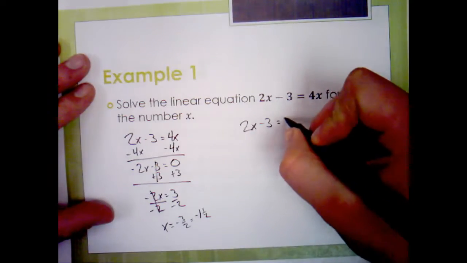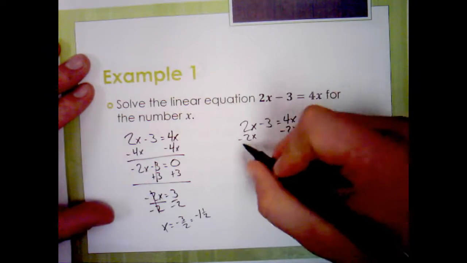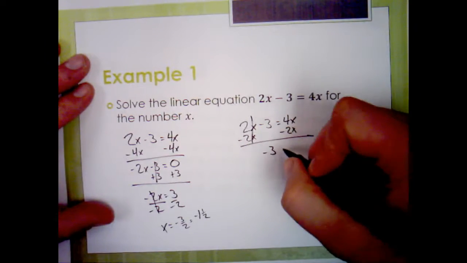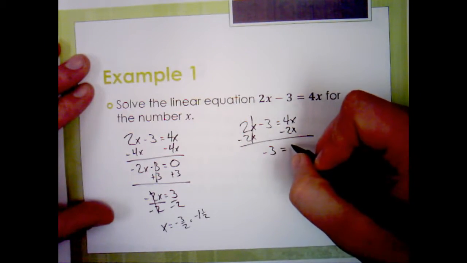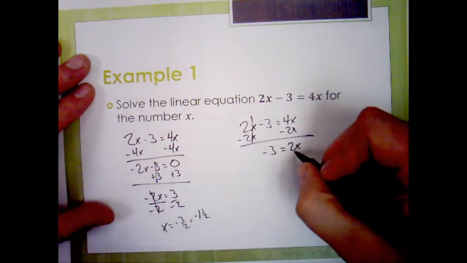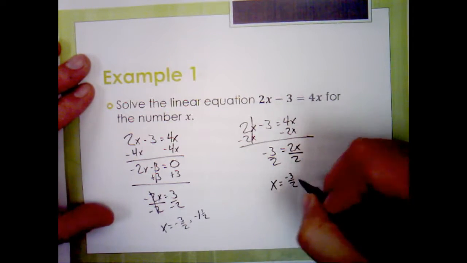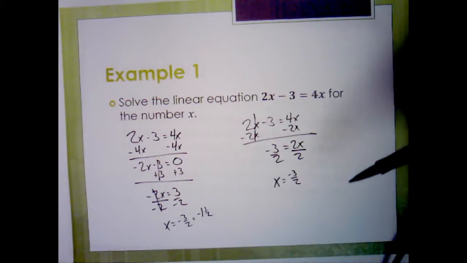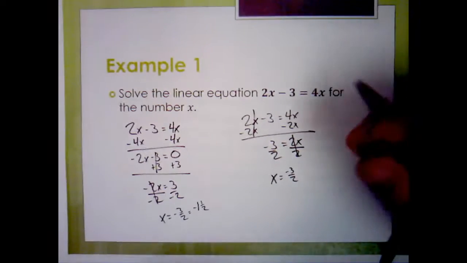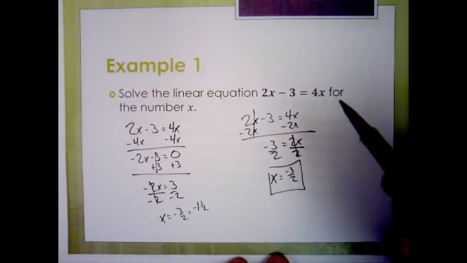2x minus 3 is equal to 4x. I'm going to subtract the 2x. When I subtract 2x, I get negative 3 is equal to 2x. Now to get x by itself, all I need to do is divide by 2. And I get x is equal to negative 3 over 2. It's one less step, and it's a lot easier to follow. And I end up with the same answer.